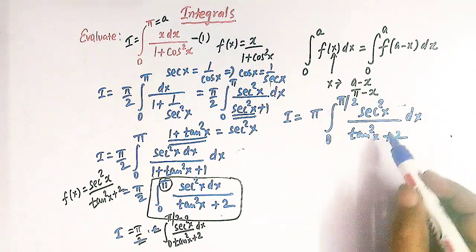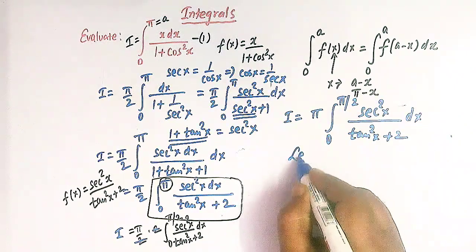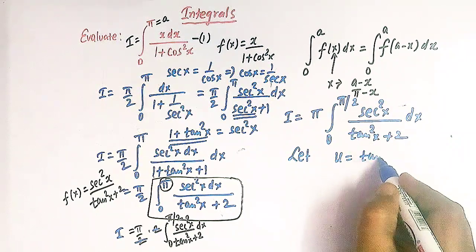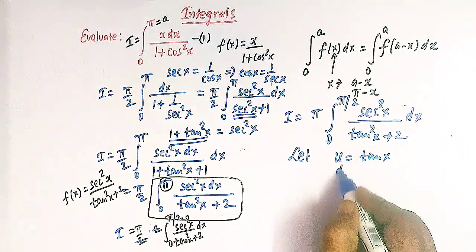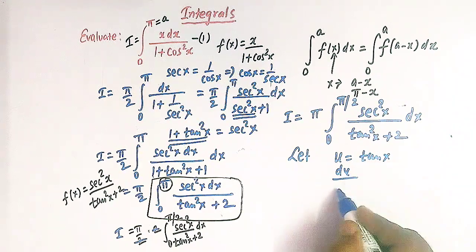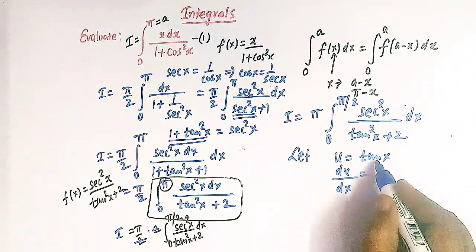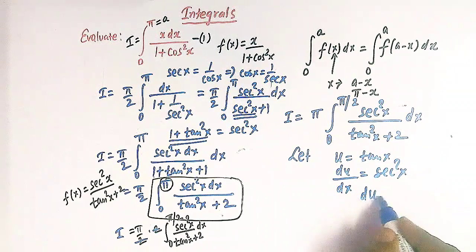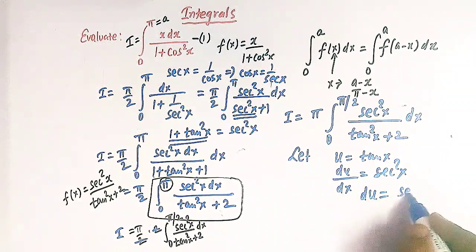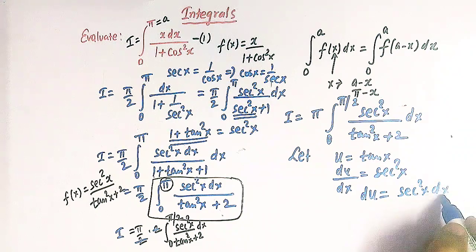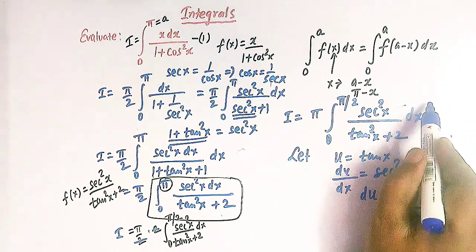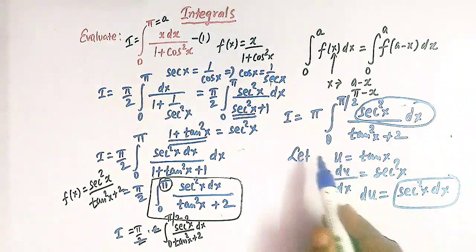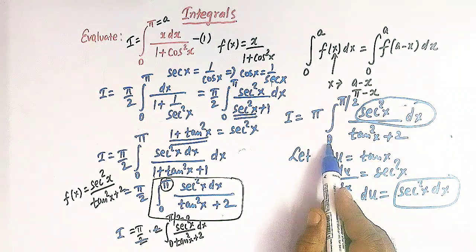Now let us make the substitution here, and we can take u is equal to tan x, right? So we can differentiate u with respect to x, so du over dx is secant square x. So we have du is equal to secant square x dx, right? So here we have secant square x dx, and let us change the limits accordingly.